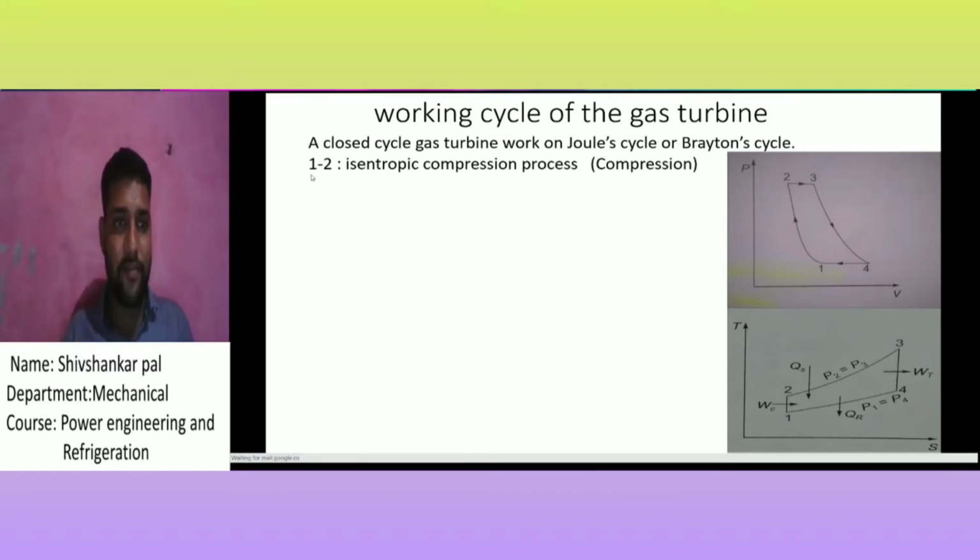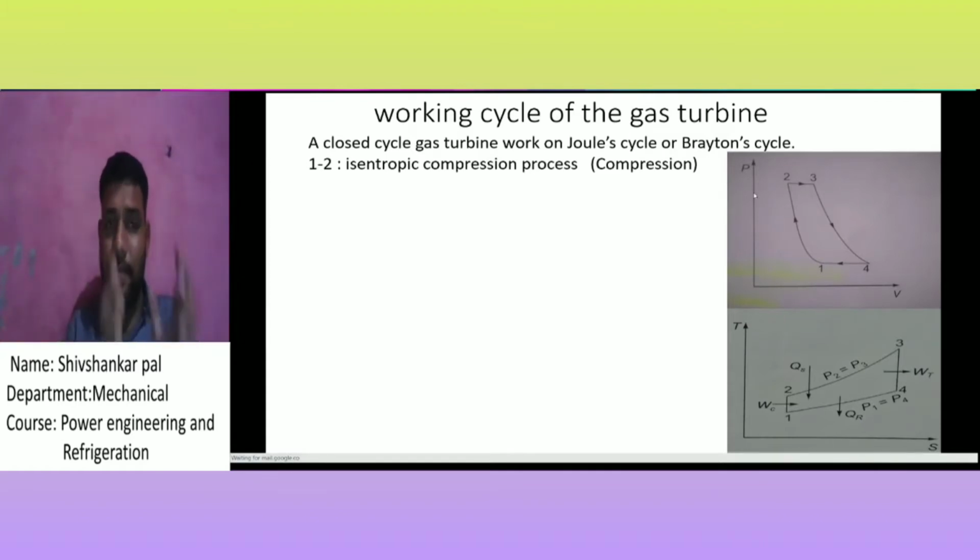Our first process is the isentropic compression process, that is 1 to 2. That process is the compression process, as you know in the PV diagram. Isentropic means adiabatic, meaning heat is constant. When heat is constant, entropy is also constant, since ds is equal to dq by dT. When our heat is constant, our entropy is constant.